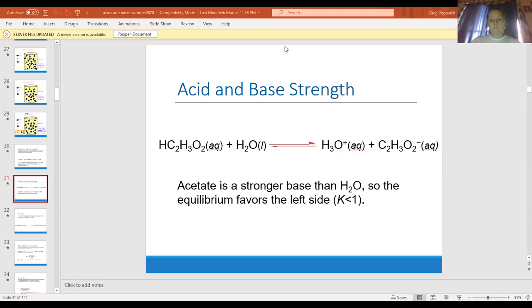What a buffer is, it's a solution that resists change in pH. So, for example, if I wanted to make a buffer of what's in front of you on the screen, I would take the conjugate base, which in this case is acetate, and mix it with the acid, which is acetic acid. Now, basically from Le Chatelier, just knowing from Le Chatelier, if I add acetate into a solution of acetic acid, isn't that going to shift it in the left direction, Jordan?